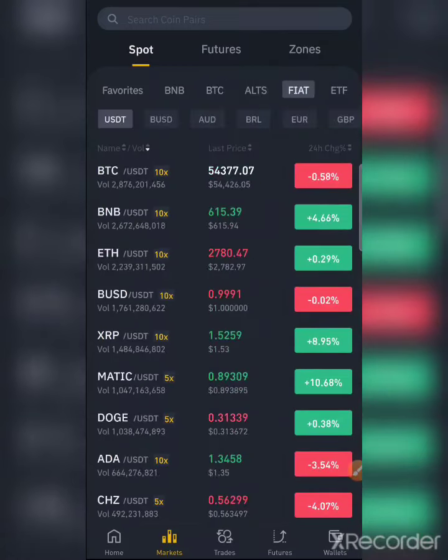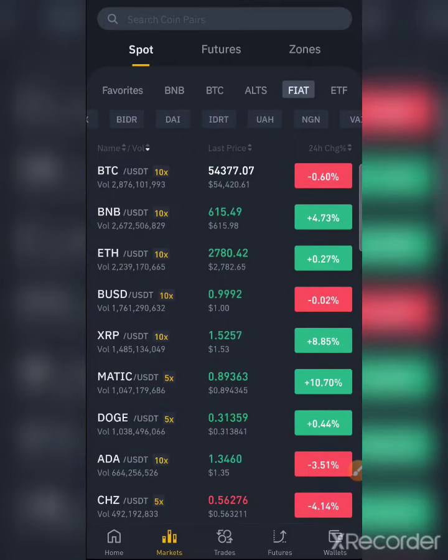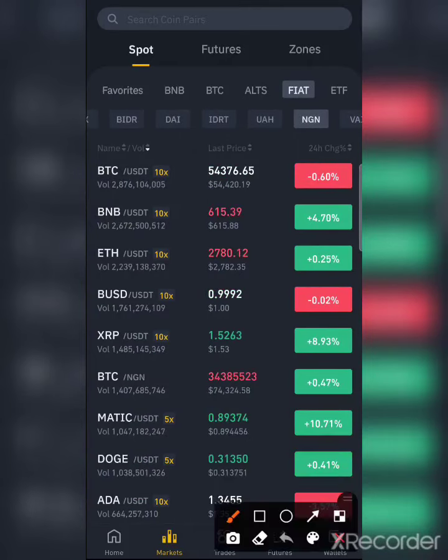So this is the fiat. Fiat means your local currencies. You can see even our own NGN. NGN should be here, not I guess, it should be here. So see NGN here. This is NGN. So you can still trade with NGN to other pairs. So that's what it means.